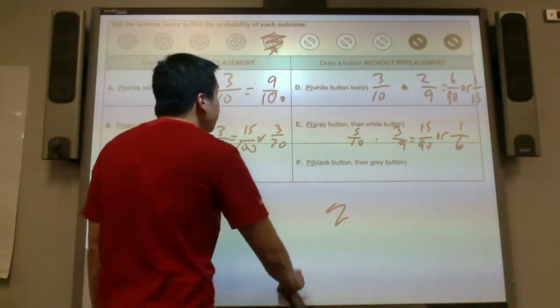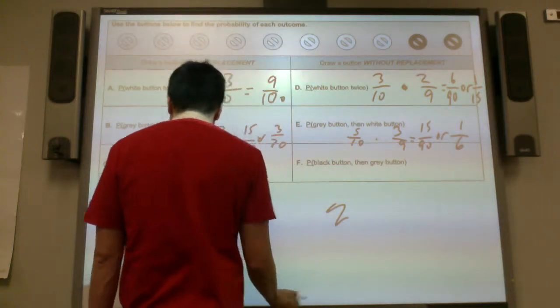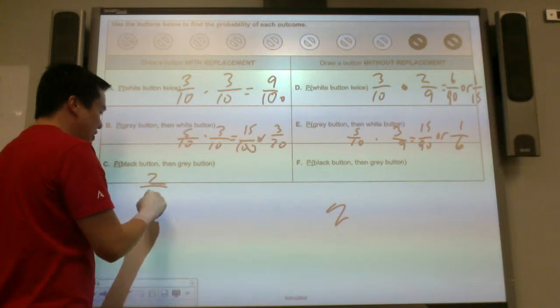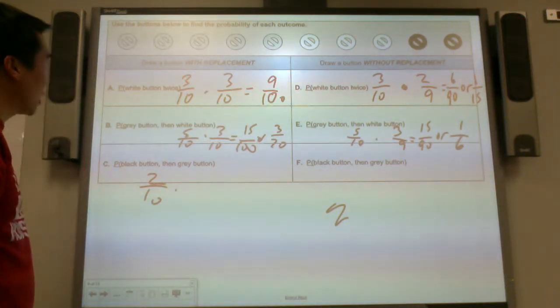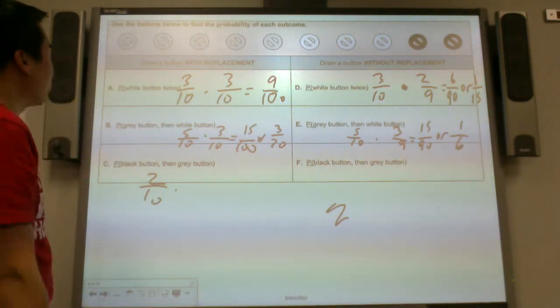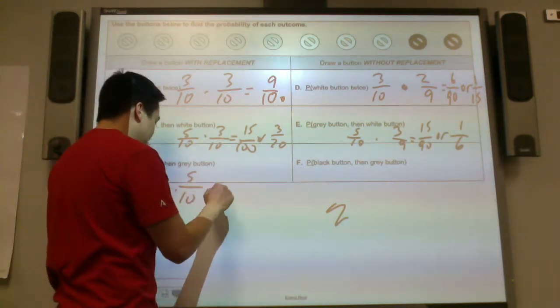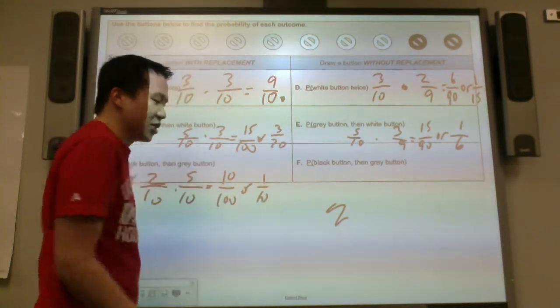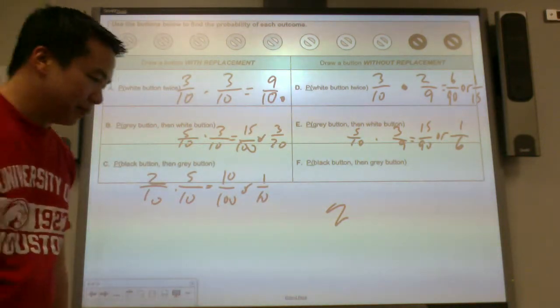Next one. There are 10 buttons in my bag. I draw a black button. It's a 2 out of 10 chance of me getting that. Then I draw a gray button because I replaced it. I put it back in the bag. Then I draw a gray button, a 5 out of 10 chance. It is 10/100, or 1/10. That's a 10% chance of that ever happening.